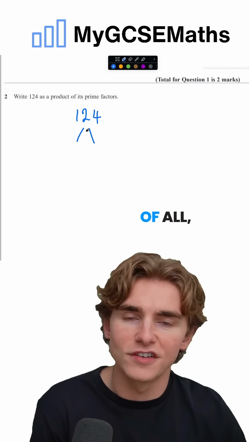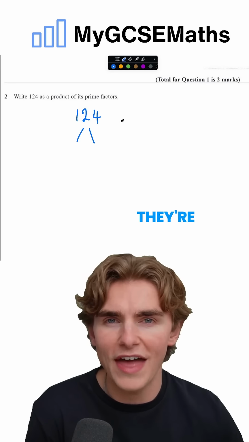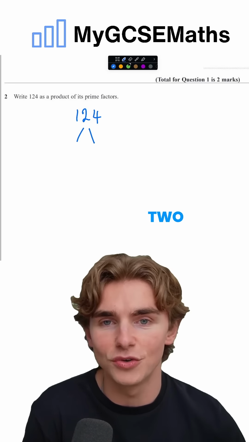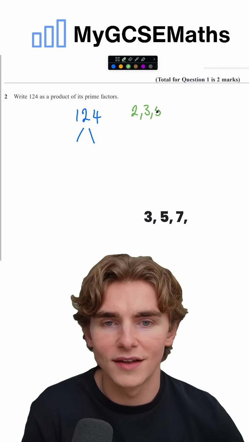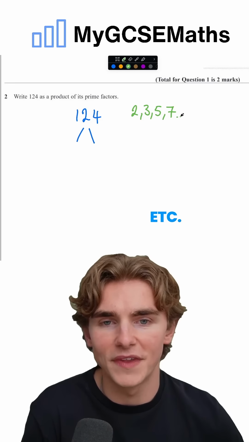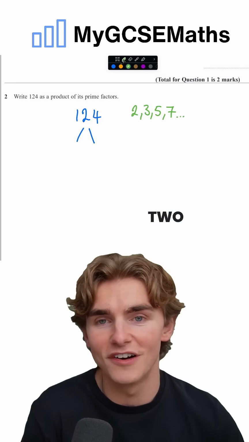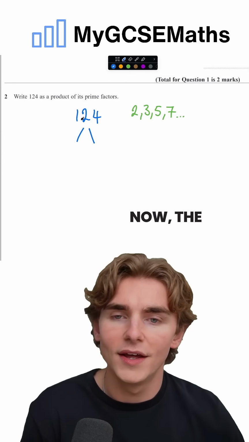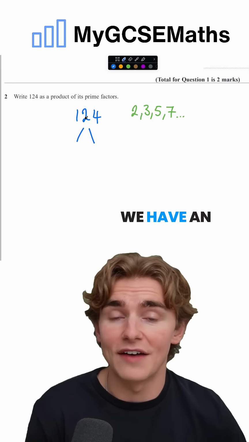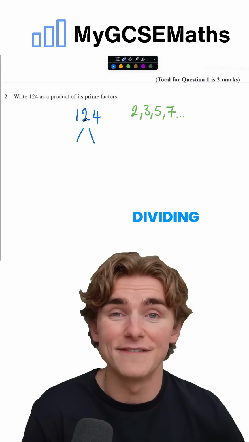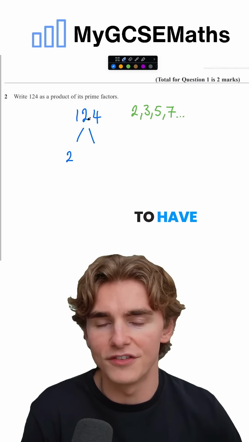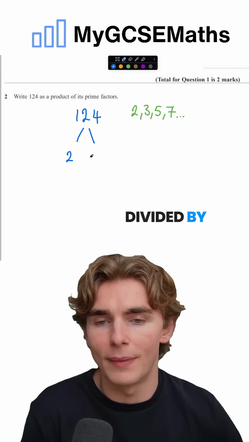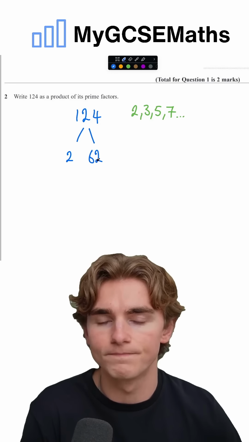So, first of all, what are our prime numbers? Well, they're the numbers which have exactly two factors. For example, we have 2, 3, 5, 7, etc. They have exactly two factors. Now, the best way quite often if we have an even number is to start off by dividing by 2. So we're going to divide this number by 2. On the left, we're going to have the 2, and then 124 divided by 2 is going to be 62.